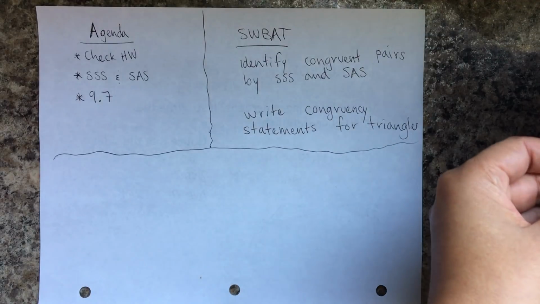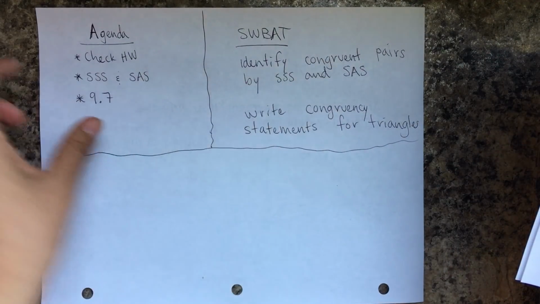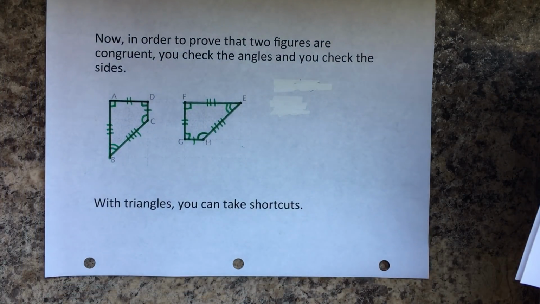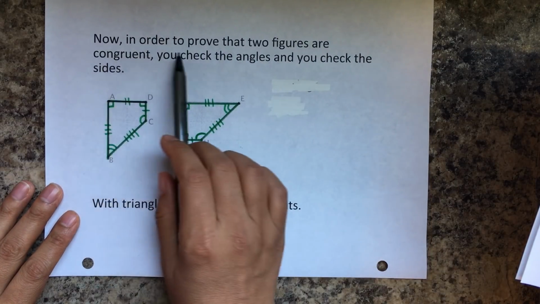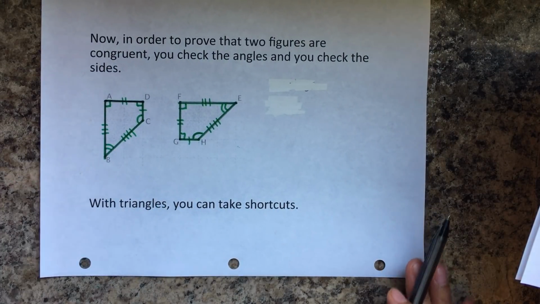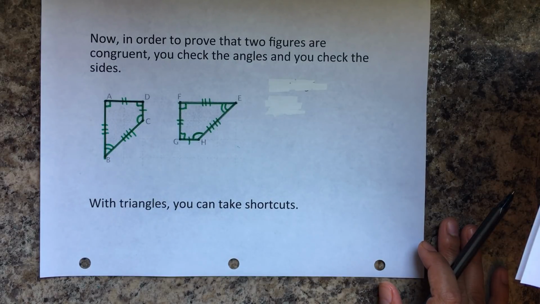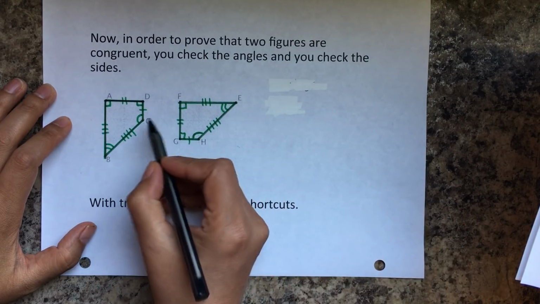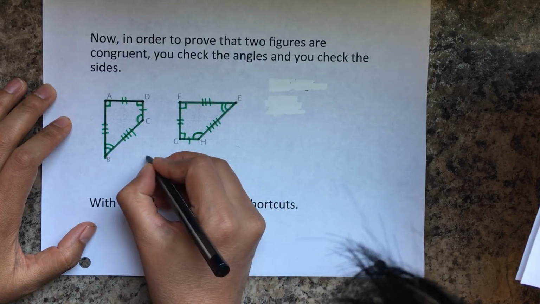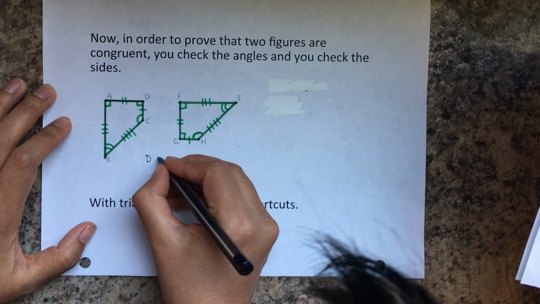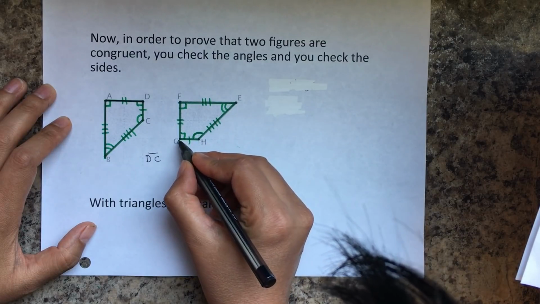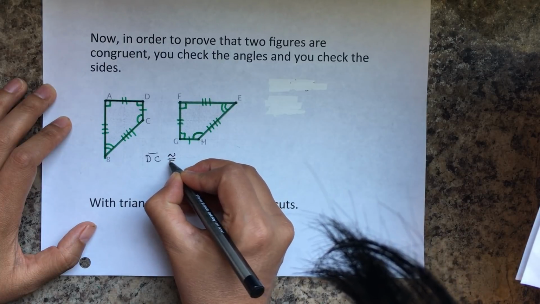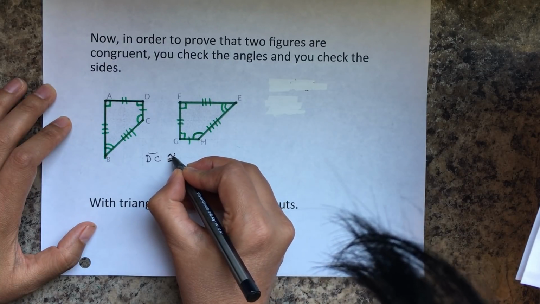So what does the word congruent mean? Congruent means that it has the same measurement for sides and for angles. Now, in order to prove that two figures are congruent, you check the angles and you check the sides. So in here, we can say that line segment DC is congruent to line segment GH. The symbol for congruent is like two lines and a wiggly line on top.